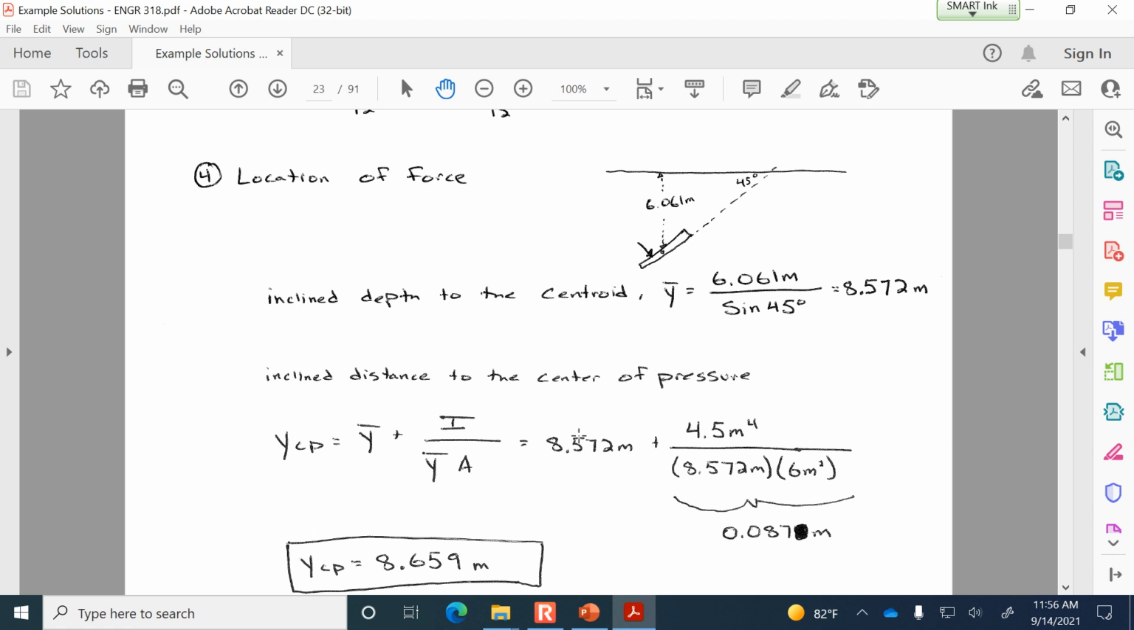Now YCP is going to utilize that Y bar. The formula for YCP is Y bar plus the area moment of inertia divided by Y bar times A.